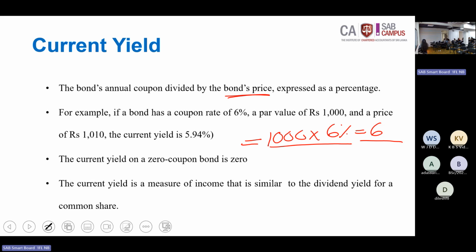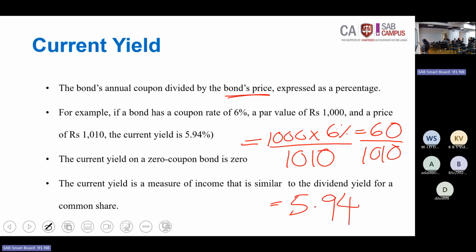What's the price then? The price of the bond, or what it is trading at, is 1010. So therefore, 60 divided by 1010 gives us the current yield. How much is it? It should be 5 point something. This is the current yield.